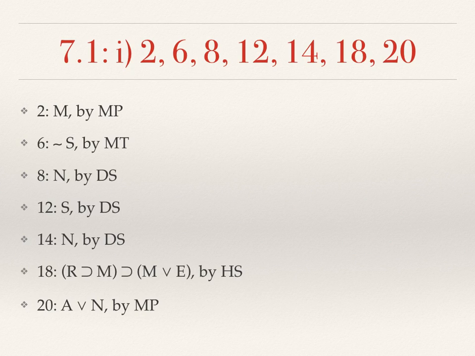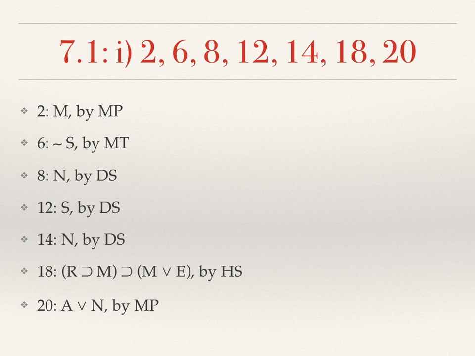Number 14, its first premise is N implies not E. The second premise is not not S, which in the rules of replacement, which we didn't do in here, is equal to simply S. So double negation gets rid of both negations.